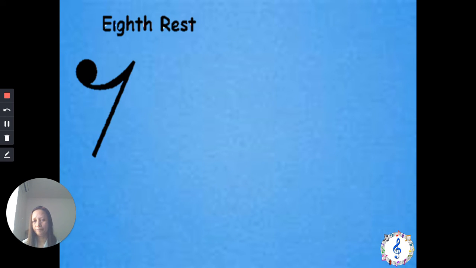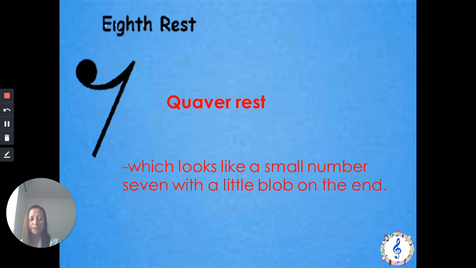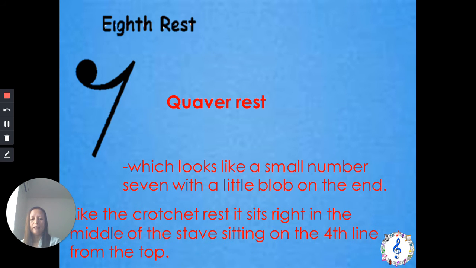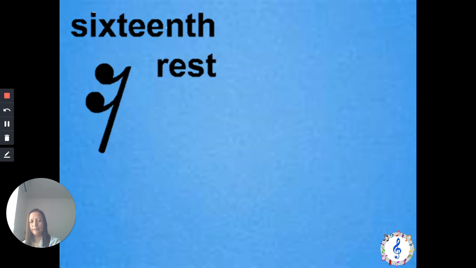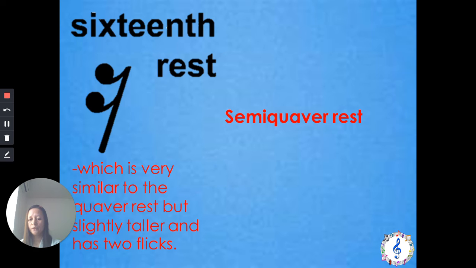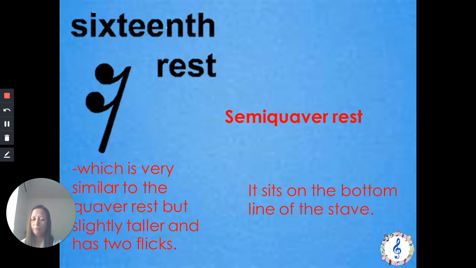Eighth rest. Quaver rest, which looks like a small number 7 with a little blob on the end. Like the crotchet rest, it sits right in the middle of the stave, sitting on the fourth line from the top. 16th rest. Semiquaver rest, which is very similar to the quaver rest but is slightly taller and has 2 flicks. It sits on the bottom line of the stave.